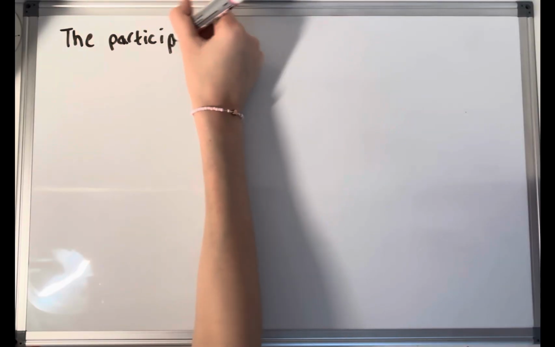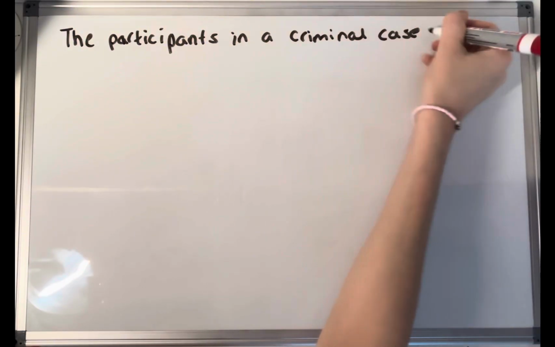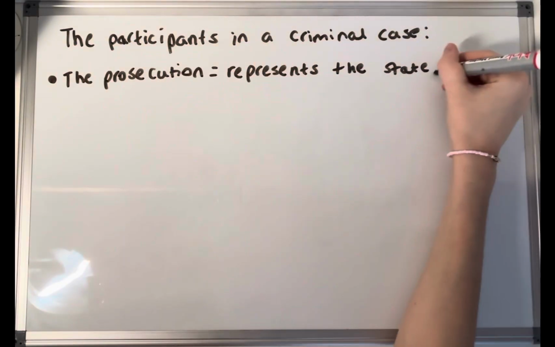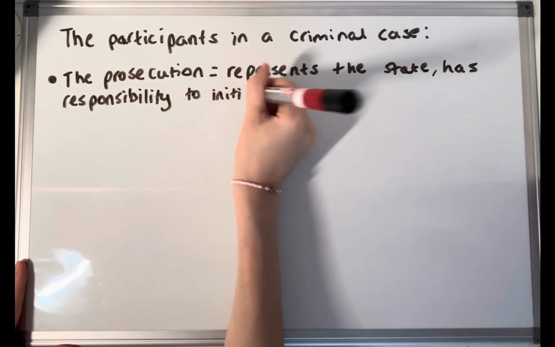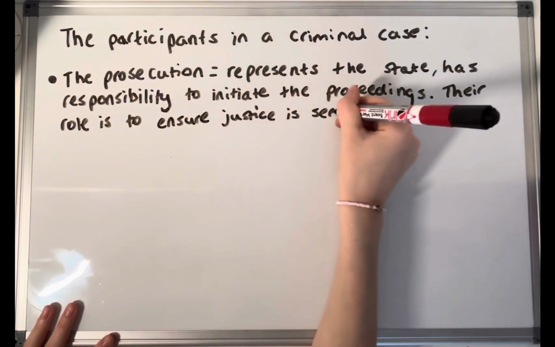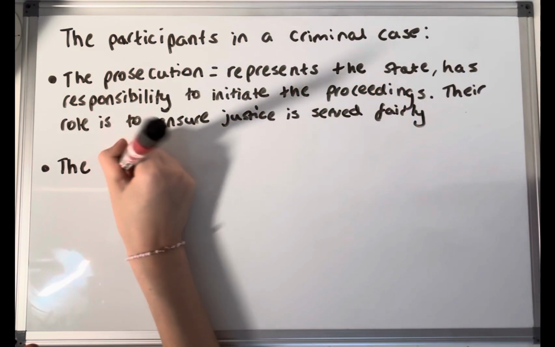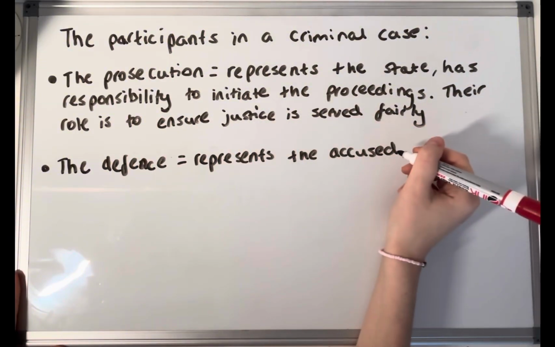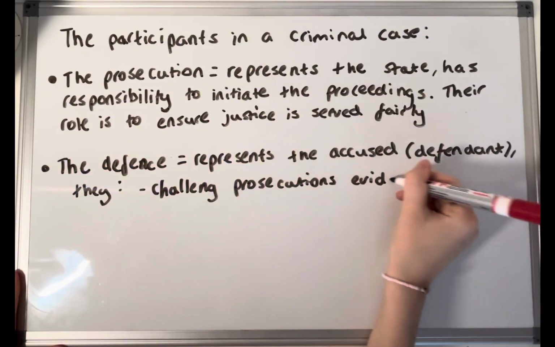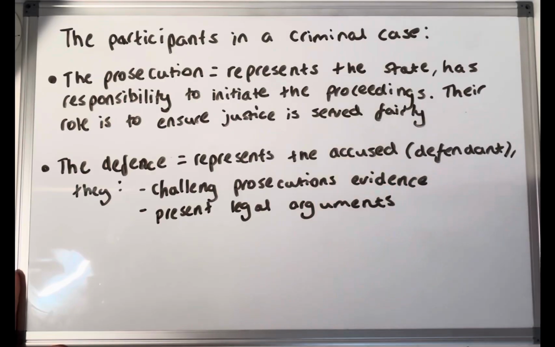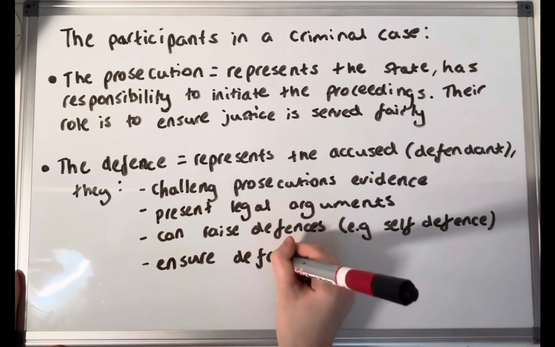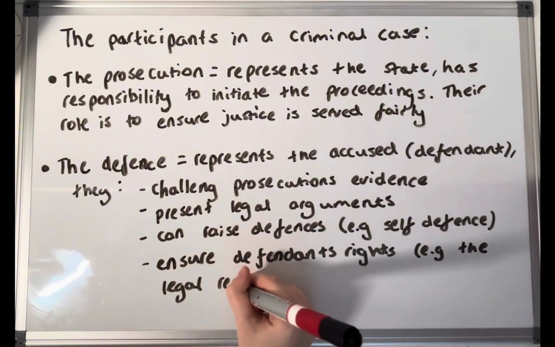So, who are the participants in a criminal case? Let's have a look. First, we have the prosecution. Now, they represent the state and they have the responsibility to initiate the proceedings. Their role is to ensure that justice is served fairly. Secondly, we have the defence. This represents the accused, aka the defendants. Now, they challenge the prosecution's evidence and present legal arguments. They can also raise defences that go against the prosecution, for example, self-defence, and ensure defendants' rights, for example, the legal representation.